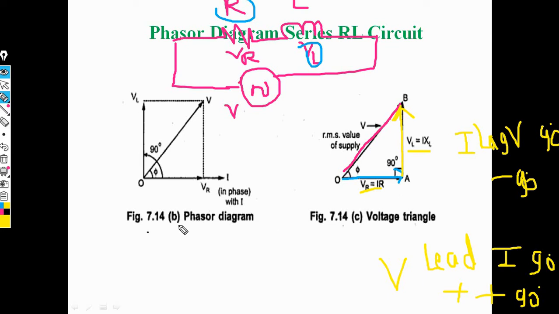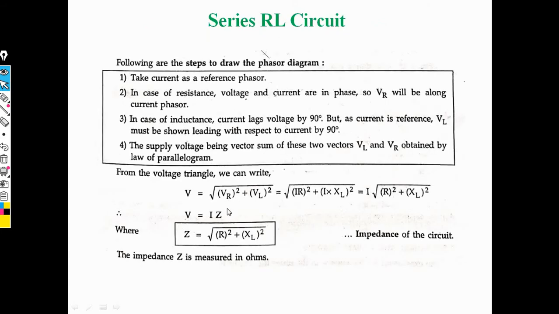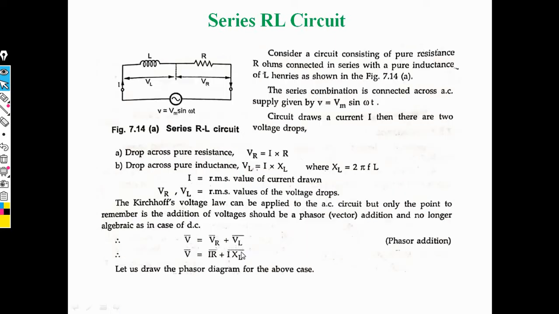Now this is the phasor diagram. This is the voltage and current. These are the important points in the RL circuit: the phasor diagram, the voltage triangle, and then the procedure or steps to draw the phasor diagram. Then this is the impedance, and this impedance is measured in ohm. And this is the series RL circuit.